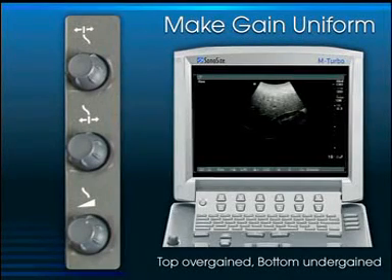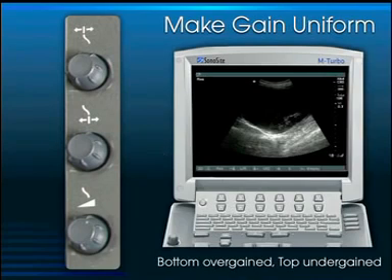So we take this image right here, and the goal is to make it uniform in its gain. So from the skin line into the body, we can see the top half of the field is overgained, while the bottom half of the field is undergained. So to compensate for that, we're going to turn down the near field and turn up the far field. And as we do, now we have the opposite problem. The far field is overgained, the top field is undergained. So to compensate for that and make it uniform, I'm only going to now turn down my far field.